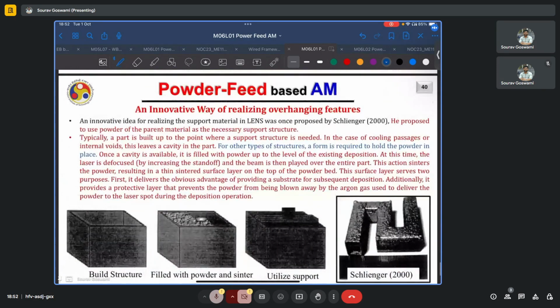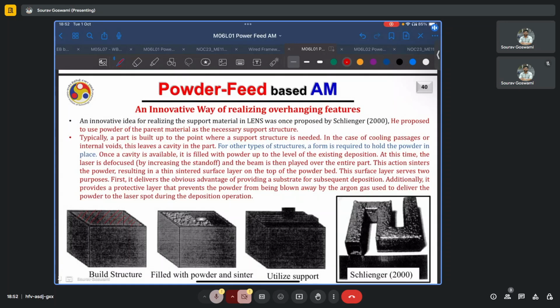Also, one very interesting way to realize duct-like features or prismatic but hollow features has been described here, where you first build the structure, the hollow walls, and then when you have to deposit this top face, which is clearly an overhang, you fill the hollow structure with powder of the same material, and then you run a defocused pass to sinter this powder.